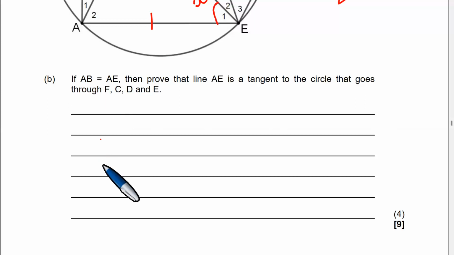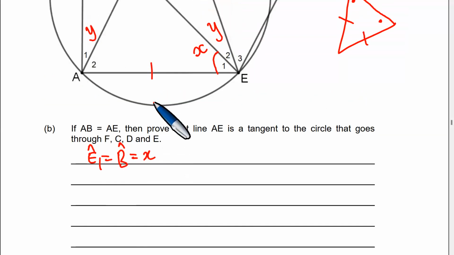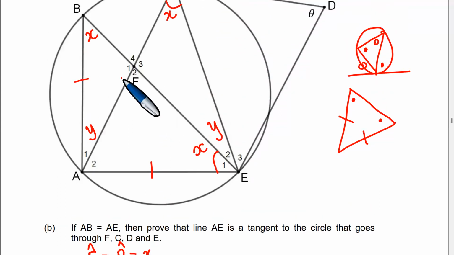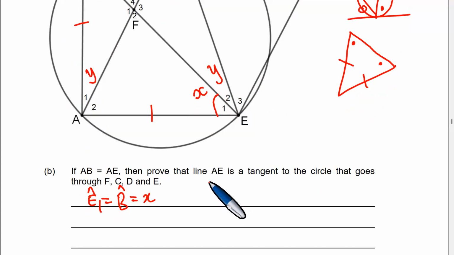Right, so in other words, first we need to say angle E1 is equal to angle B, which equals X. Why is angle E1 equal to angle B, which equals X? Because of the isosceles triangle. The examiner told us here that AB equals AE. Why is AB equal to AE? Because it was given that way, okay?